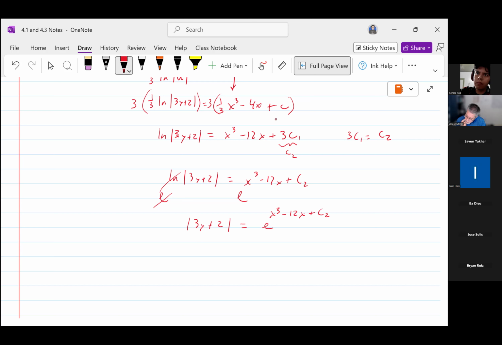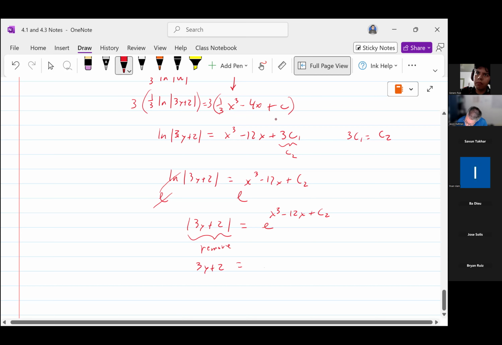But I can now remove the absolute value bars. Since e is a positive value, then even if the exponent is negative, it's not going to be a negative number. So I can remove them because e to any power is positive. Doesn't matter what the power is. So I can remove these now, and I get e to the x cubed minus 12x plus c2.